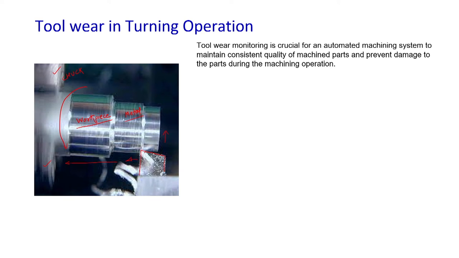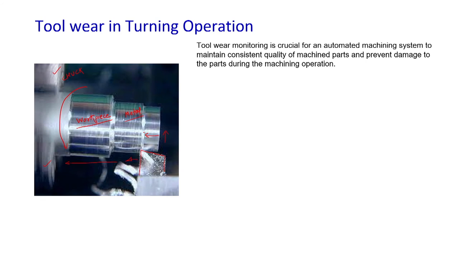So when there is a movement of the tool along the longitudinal direction, there is a generation of chips, there is a plastic deformation of the work part, and in this way we are reducing the unwanted portion from the work part. During this operation, there is a lot of wear and tear of the tool surface. So as the tool is getting worn out, it is affecting the geometry of the work part. So it is desired that during the turning operation, the tool must not change its dimensions.